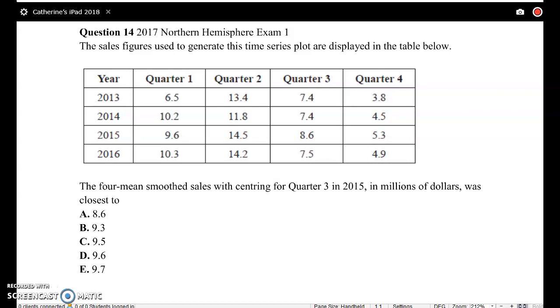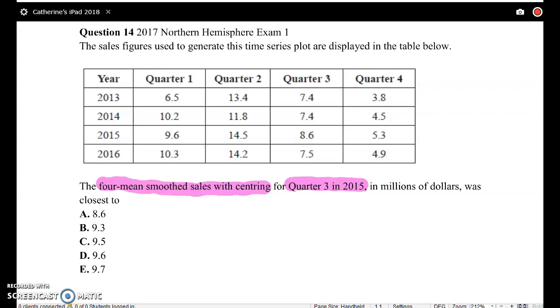Okay, so here's some past exam questions dealing with moving means. This is from the 2017 Northern Hemisphere Exam 1. We've got our sales figures for 4 years, 2013 to 2016. That's all in quarters: quarter 1, quarter 2, quarter 3, quarter 4 for each of the 4 years. The 4 mean smooth sales with centering for quarter 3 in 2015 in millions of dollars was.